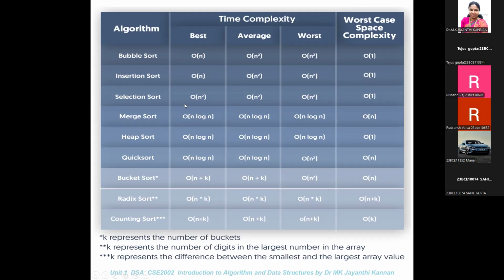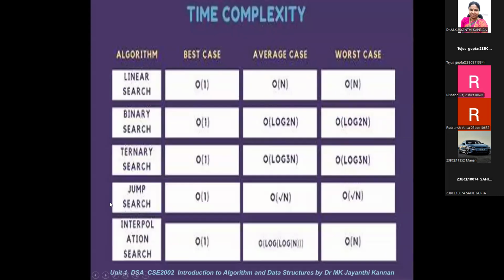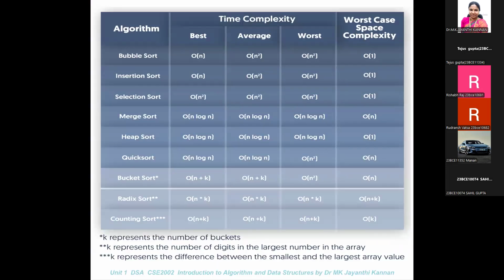In the same way, if you take selection sort, in the best case it is order of n square, and in the average case it is the same, so it is somewhat constant. In best case, average case, and worst case, due to the logic, it takes the same time. But in quick sort, in the best case it takes n log n, while in the worst case it takes n square. The mathematical notations used to represent time and space complexity are called asymptotic notations.